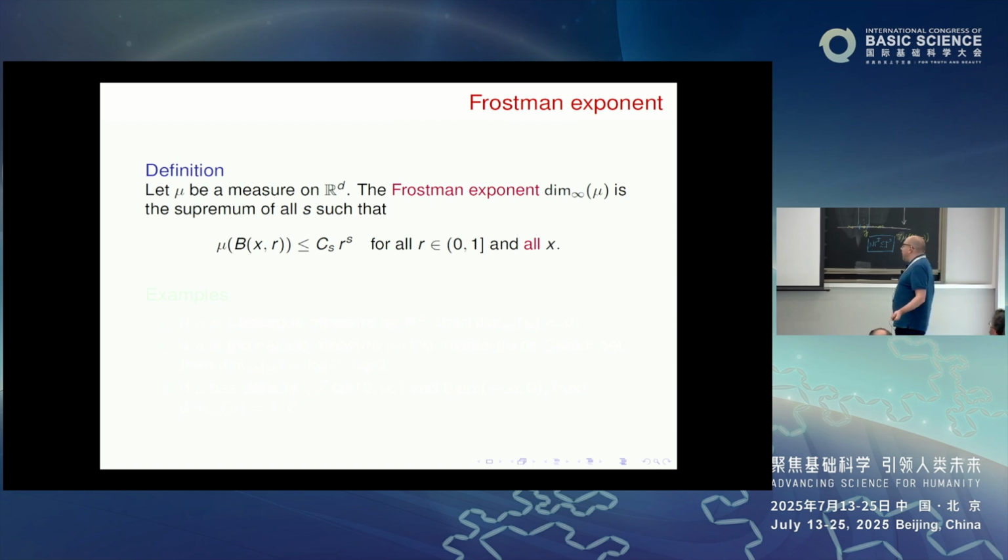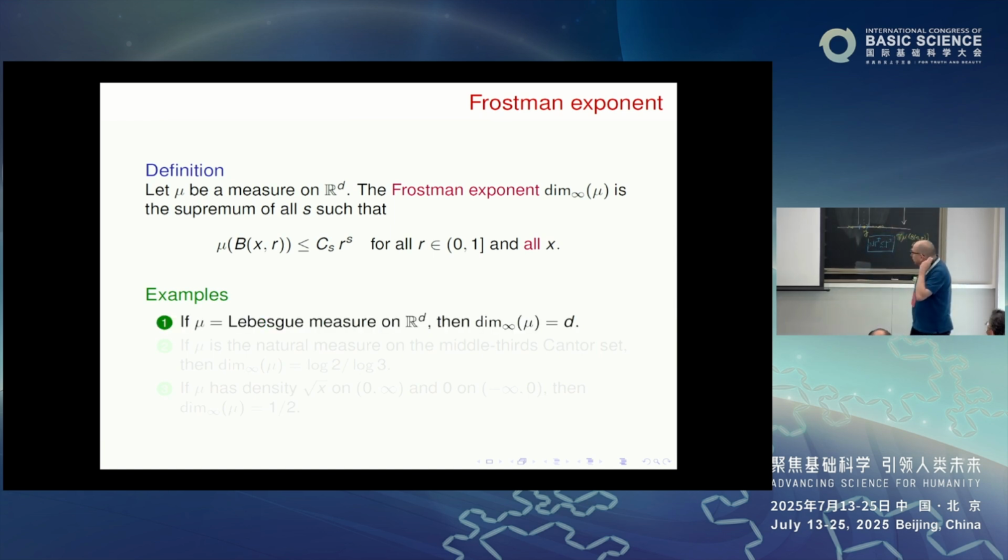Because the measure is finite, 0 works. So this is well defined. There is a supremum. The supremum is not always realized, but we're talking about the supremum of a non-empty set. Even this late in the day, we can agree that this exists. It's also finite, a very slightly less trivial fact. So let's look at some examples. Suppose that we have Lebesgue measure on R^d, then the measure of a ball is r to the d. You cannot do better, it's exactly r to the d, so the Frostman exponent is d.